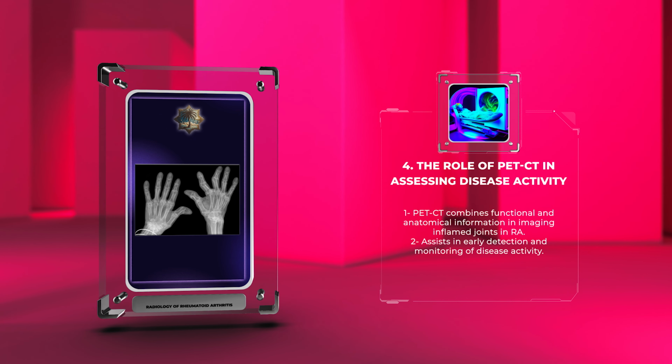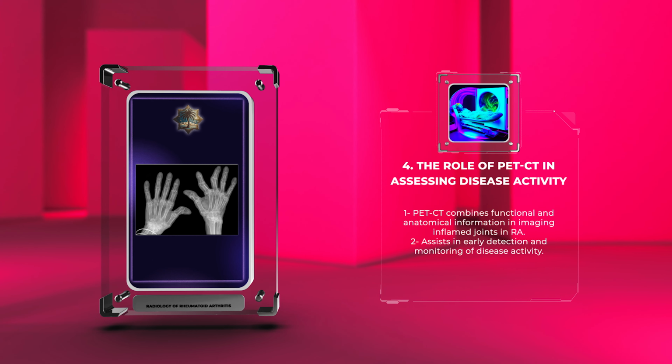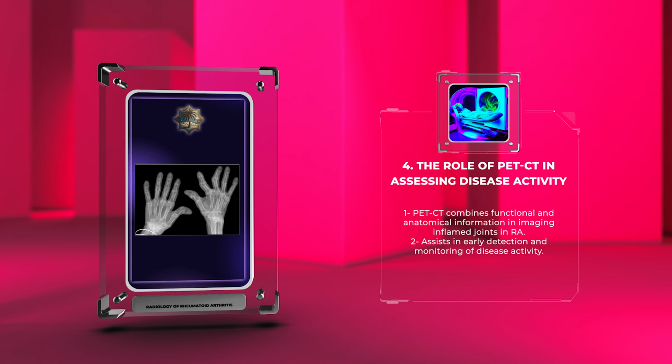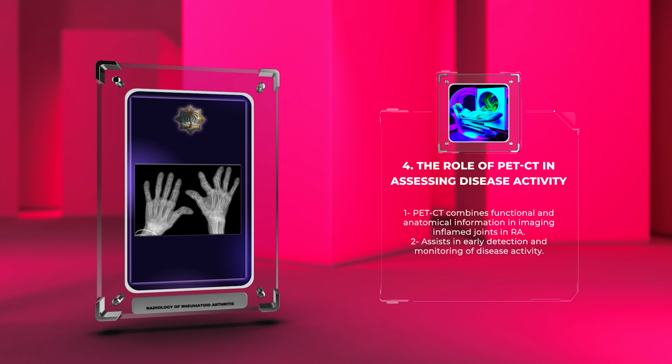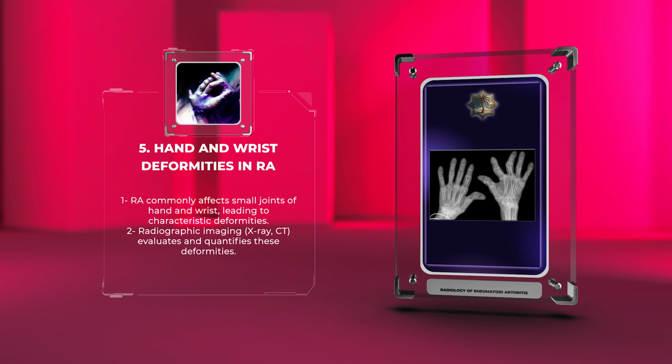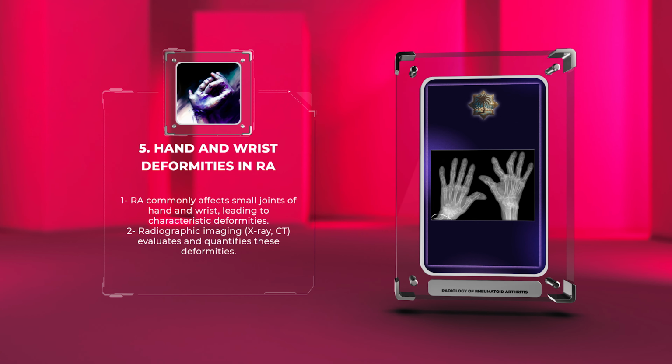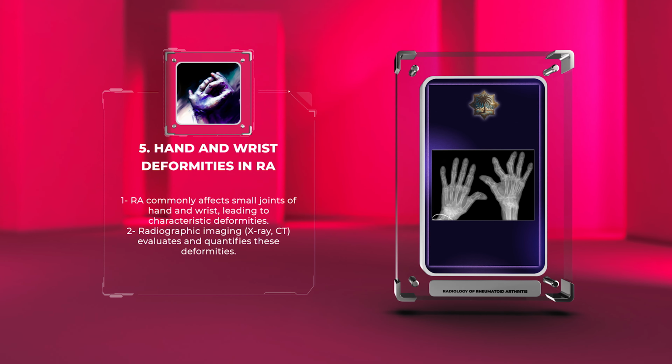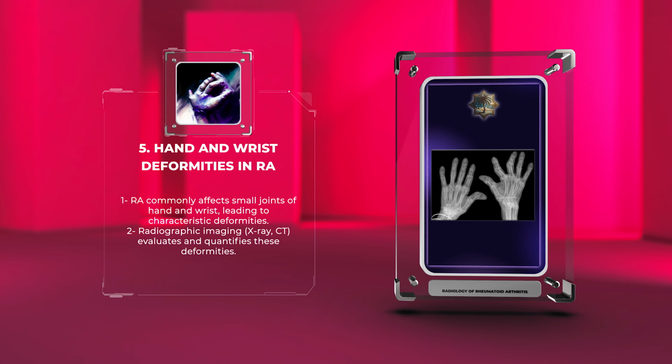By utilizing radiotracers, PET-CT can assess the metabolic activity of inflamed joints in RA, aiding in early detection and monitoring of disease activity. RA commonly affects the small joints of the hand and wrist, leading to characteristic deformities. Radiographic imaging, including X-ray and CT, allows us to evaluate and quantify these deformities, providing valuable information for treatment planning and follow-up.